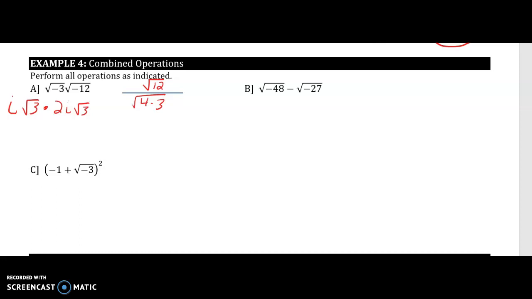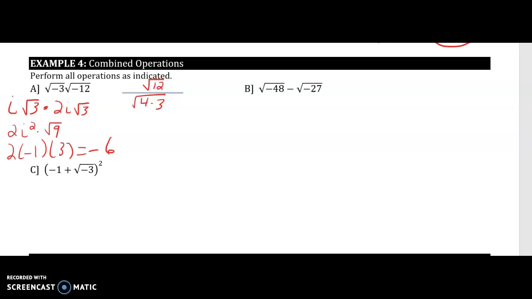Now you got to multiply. So we're going to have 2i squared times the square root of 9. Right, 3 times 3 is 9. So what happens? Well, this is going to be 2 times negative 1 times 3. Right? i squared is negative 1. So what's 2 times negative 1 times 3? Negative 6.